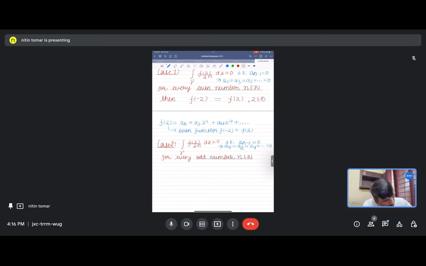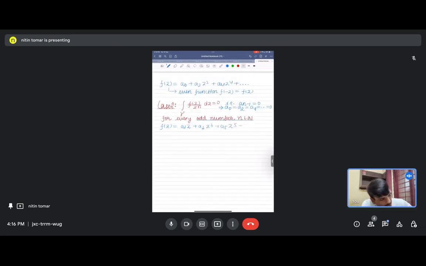So then how does f(z) look? f(z) becomes a1 z plus a3 z cube, a5 z^5, and so on and so forth, right? So what is this property? This is an odd function, right? Yes, f of minus z is equal to minus f of z. Exactly. Okay. So this is there.